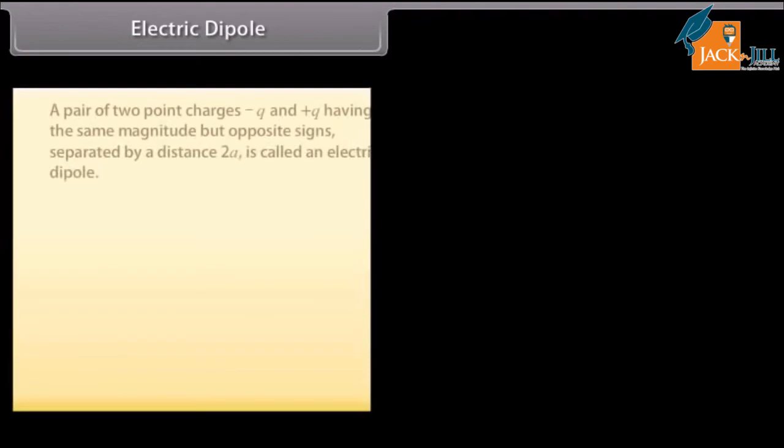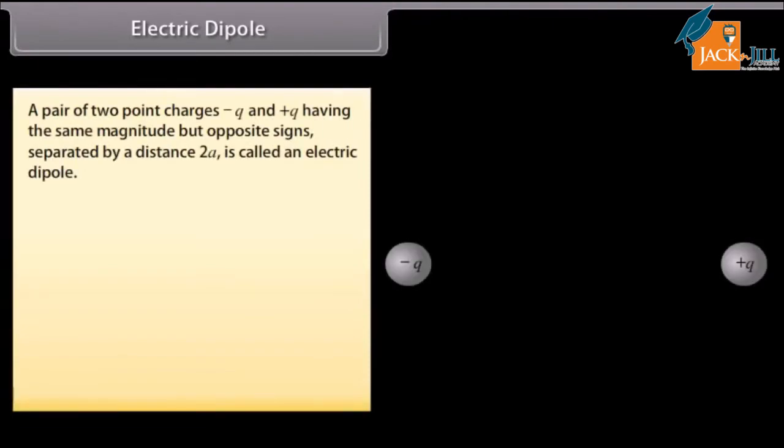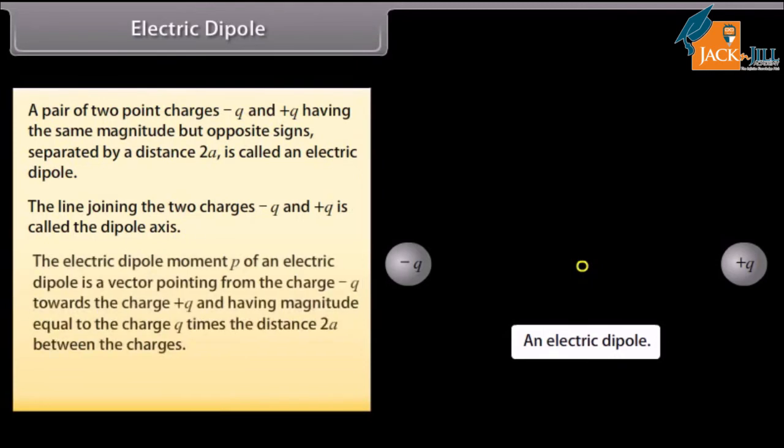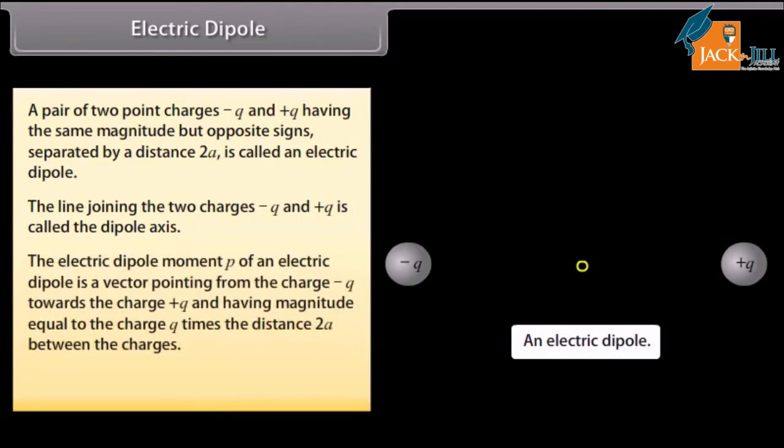Electric dipole. A pair of point charges, minus Q and plus Q, having the same magnitude but opposite signs, separated by a distance 2a, is called an electric dipole. The line joining the two charges, minus Q and plus Q, is called the dipole axis. The electric dipole moment P of an electric dipole is a vector pointing from the charge minus Q towards the charge plus Q and having magnitude equal to the charge Q times the distance 2a between the charges. P is equal to 2aq P cap.